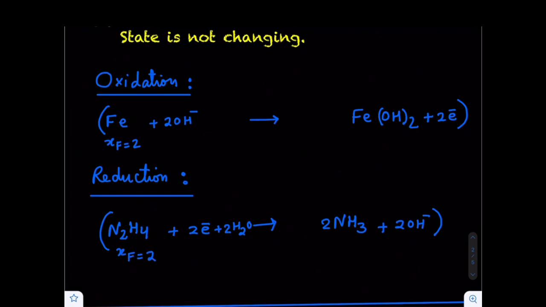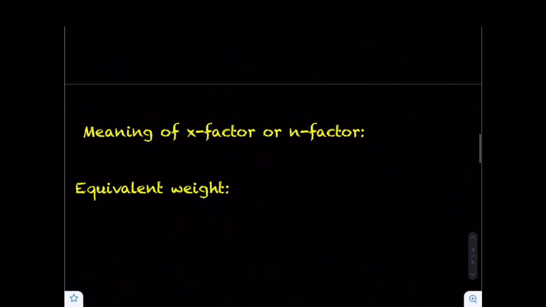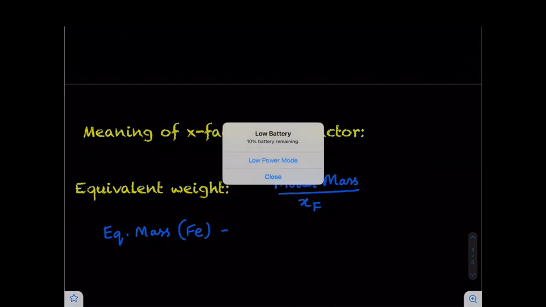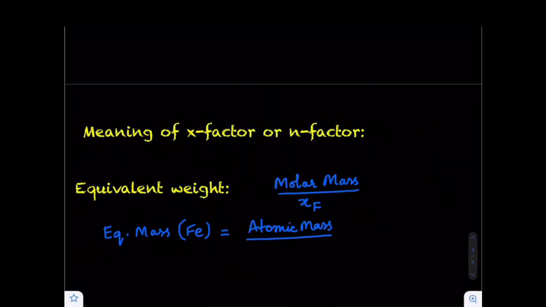So if we know the X factor, then we can discuss about the equivalent weight. Equivalent weight, if we are defining, we can say that equivalent weight is equal to molar mass of the chemical species divided by X factor or N factor. So suppose if I am saying that what is the equivalent mass of iron participating in this intermolecular redox reaction, that is equal to atomic mass of iron divided by X factor 2. Same way we can say that what is the equivalent mass of N2H4. N2H4 is a molecule, so we can write that is equal to molar mass of N2H4 divided by X factor 2.